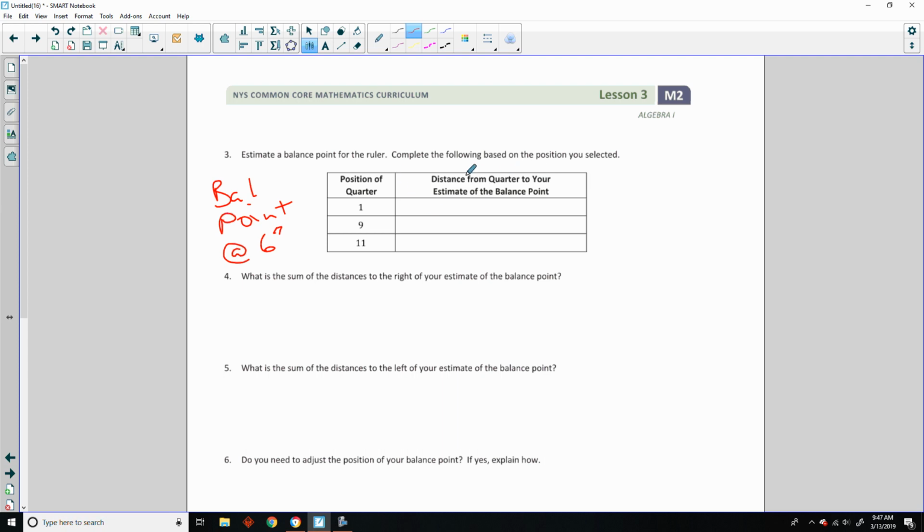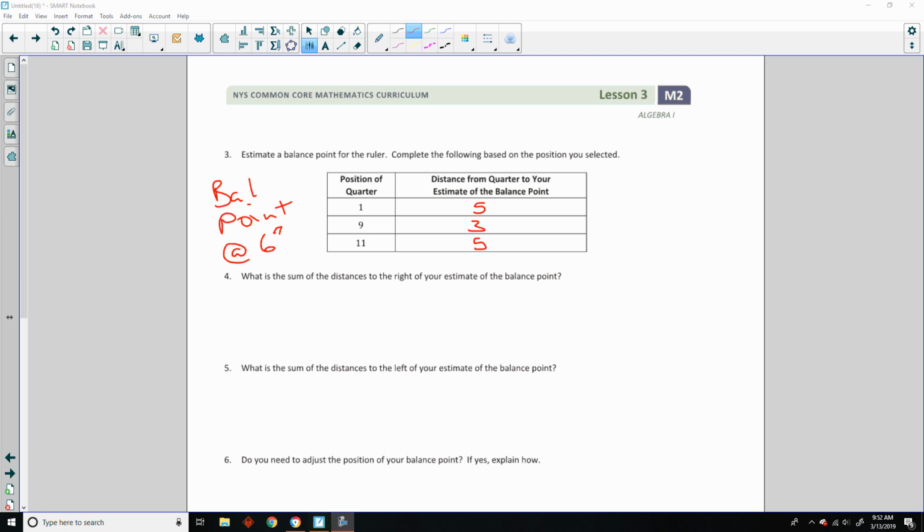Distance from quarter to your estimate of the balance point. Well, if a quarter is positioned at point 1 and 6 inches is my balance point, 6 minus 1 is a distance of 5. 9 minus 6 is a distance of 3. 11 minus 6 is a distance of 5.